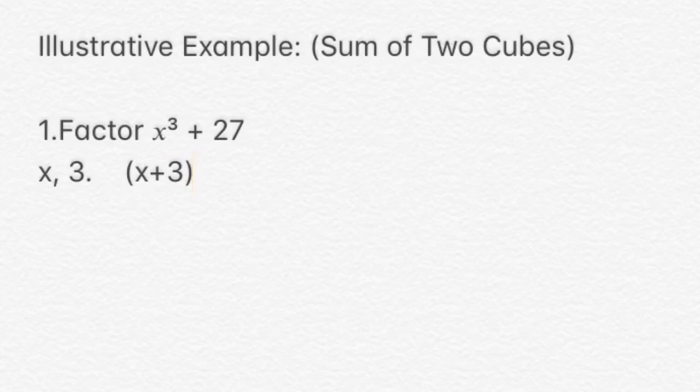Now for the second factor, we're going to take the square of the first term of the first factor. So we're going to have x squared. Then subtract the product of the two, x times 3 is 3x. So we're going to have minus 3x. And for the third term of the second factor, we're going to square the second term of the first factor. So we're going to have 3 squared, that will be 9. So plus 9. So this will be our answer.